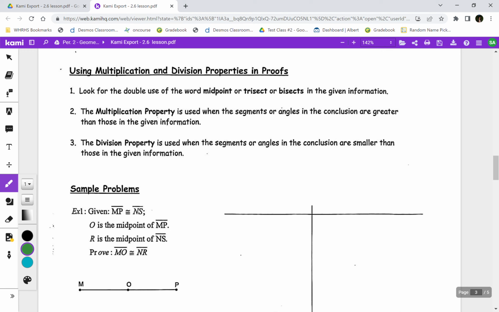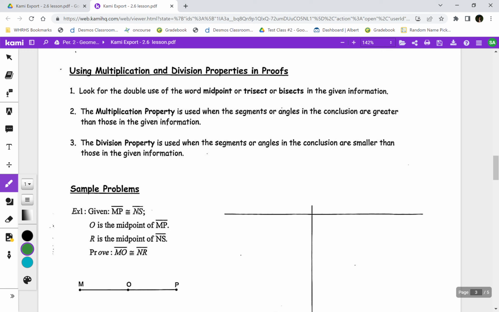What do I mean when I say double use of these words? What does that mean, double use? Yes, Simon? Like if it says there's two midpoints. Good. If it's written twice. So if midpoint is used twice, or trisect is used twice, or bisect is used twice. So right off the bat, when you're scanning the given information, if you see any of those dividing words written twice, you want to put in the back of your head, okay, I'll most likely be using multiplication or division in this proof.